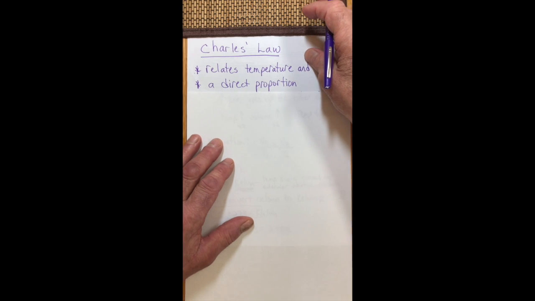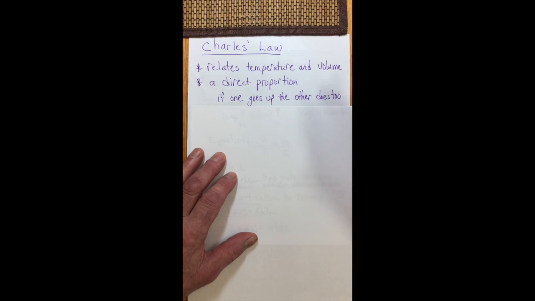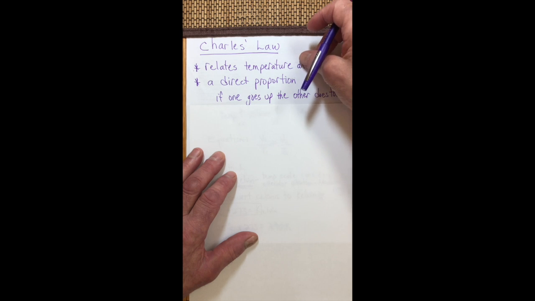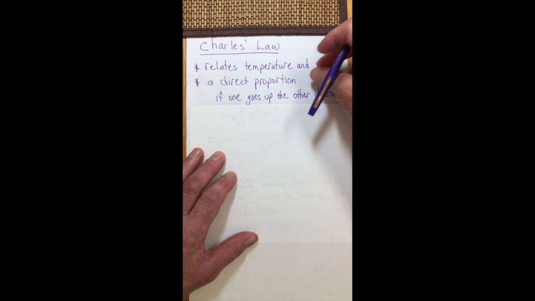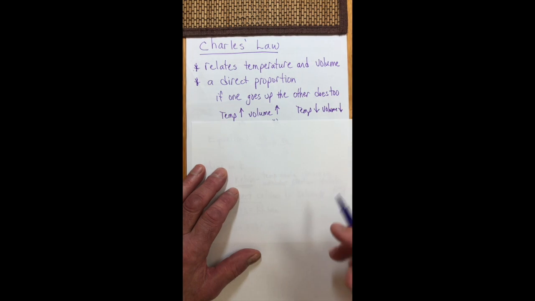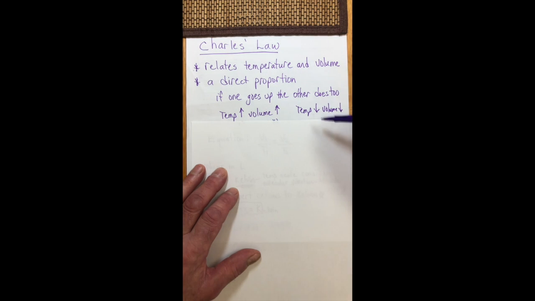Well, it's a direct proportion. When you increase the temperature, you're going to increase the volume because you get the particles bopping around faster and they want to move apart, all those gas particles. So if one goes up, the other one does too. So that's Charles' law. It's a direct proportion. If the temperature is raised, the volume will go up. If the temperature decreases, the volume will go down.